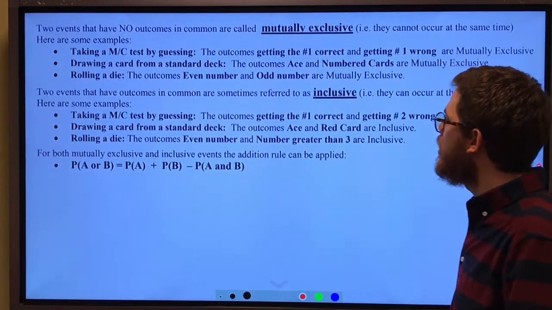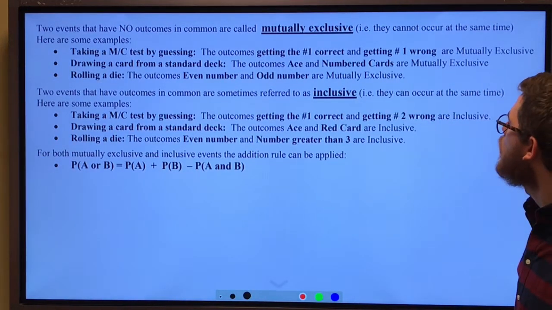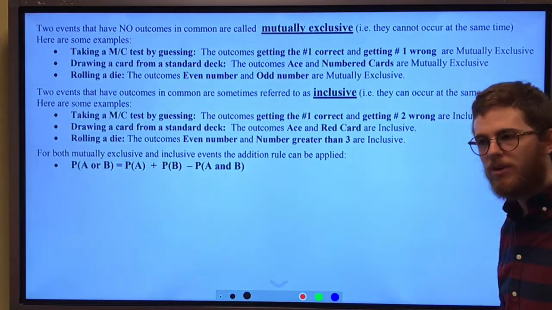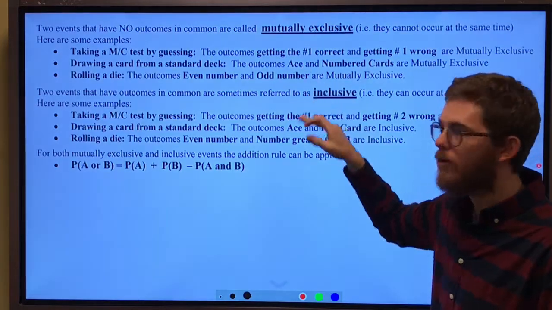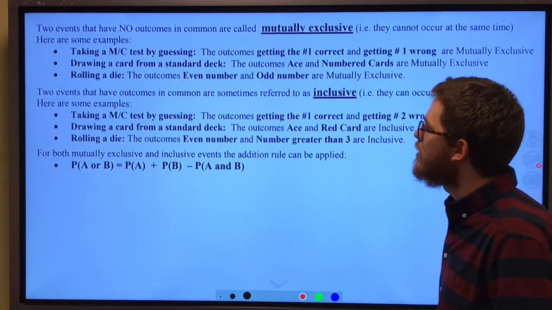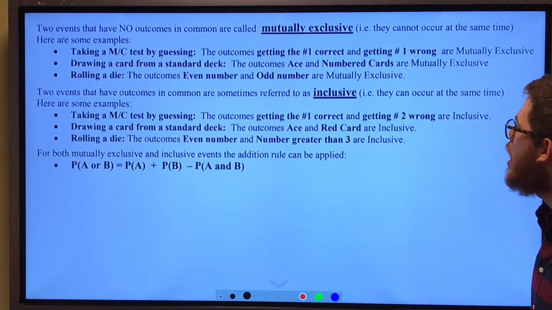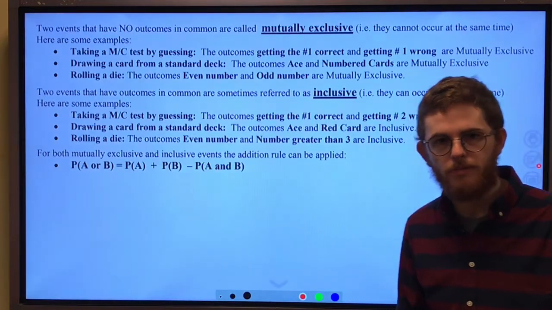Drawing a card from a standard deck, the outcomes of ace and numbered cards are mutually exclusive because an ace is a lettered card, and so these two outcomes do not overlap at all. Rolling a die, the outcomes even number and odd number are mutually exclusive. You can't get an even number and an odd number at the same time.